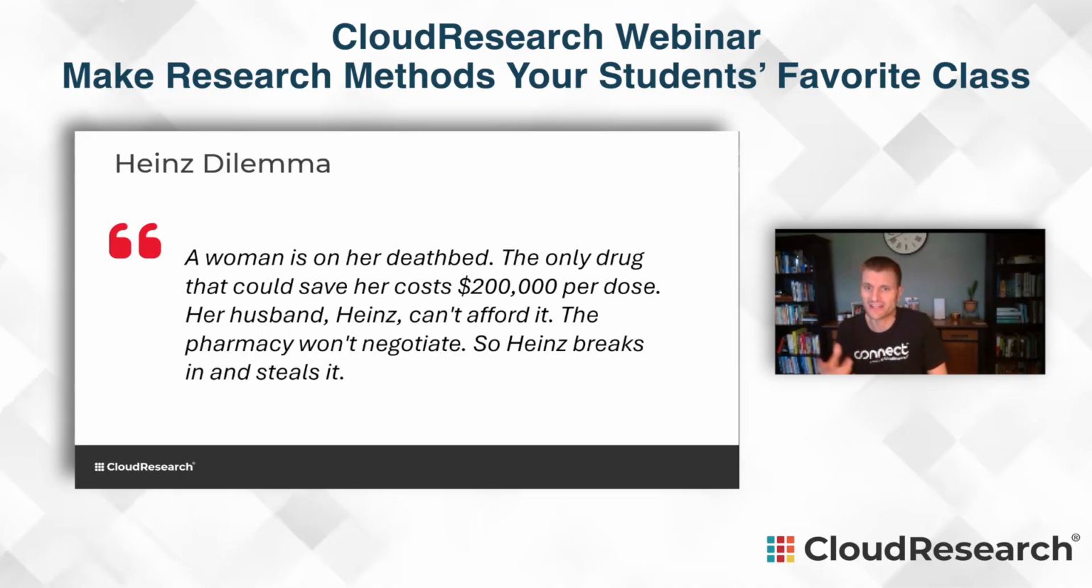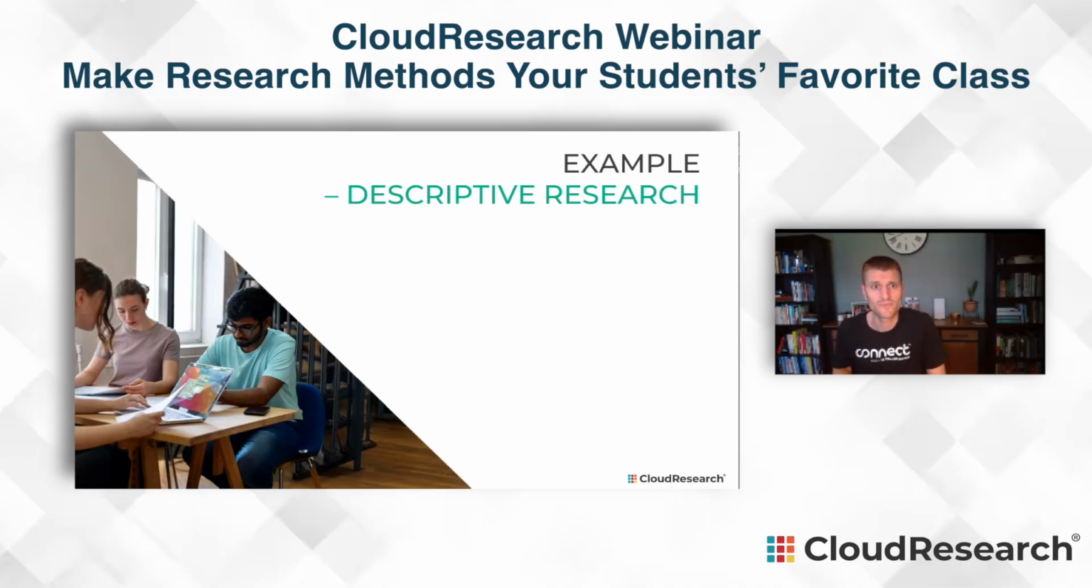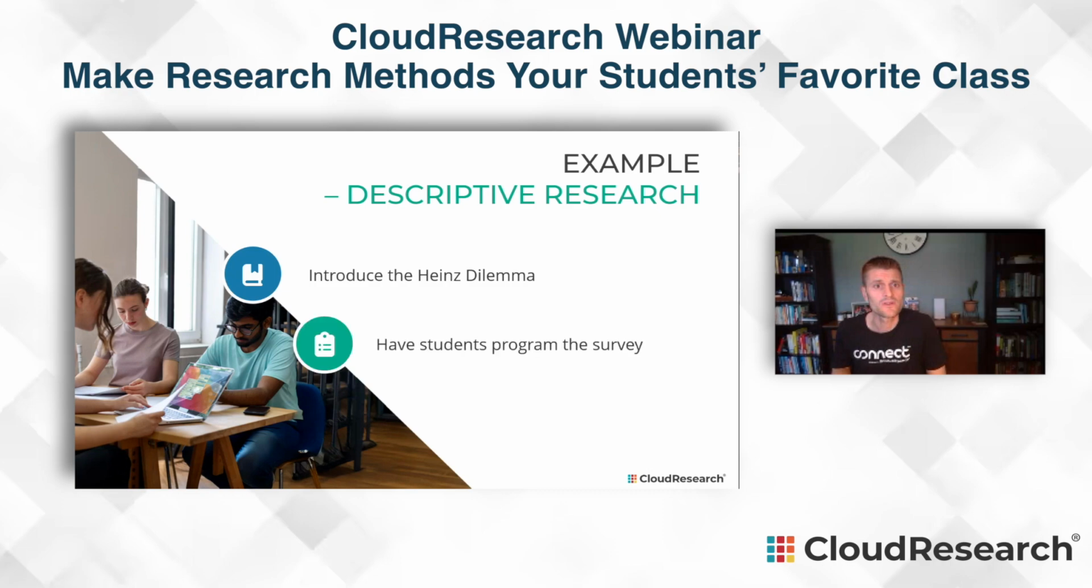So after engaging them in this conversation, students are asked to predict how they think 100 US adults would respond. In other words, they're asked to create a hypothesis. So after students have engaged with and thought about this dilemma, they come up with a hypothesis. And then the book walks them through how to program this survey in a survey platform just as if they were going to collect the data themselves.